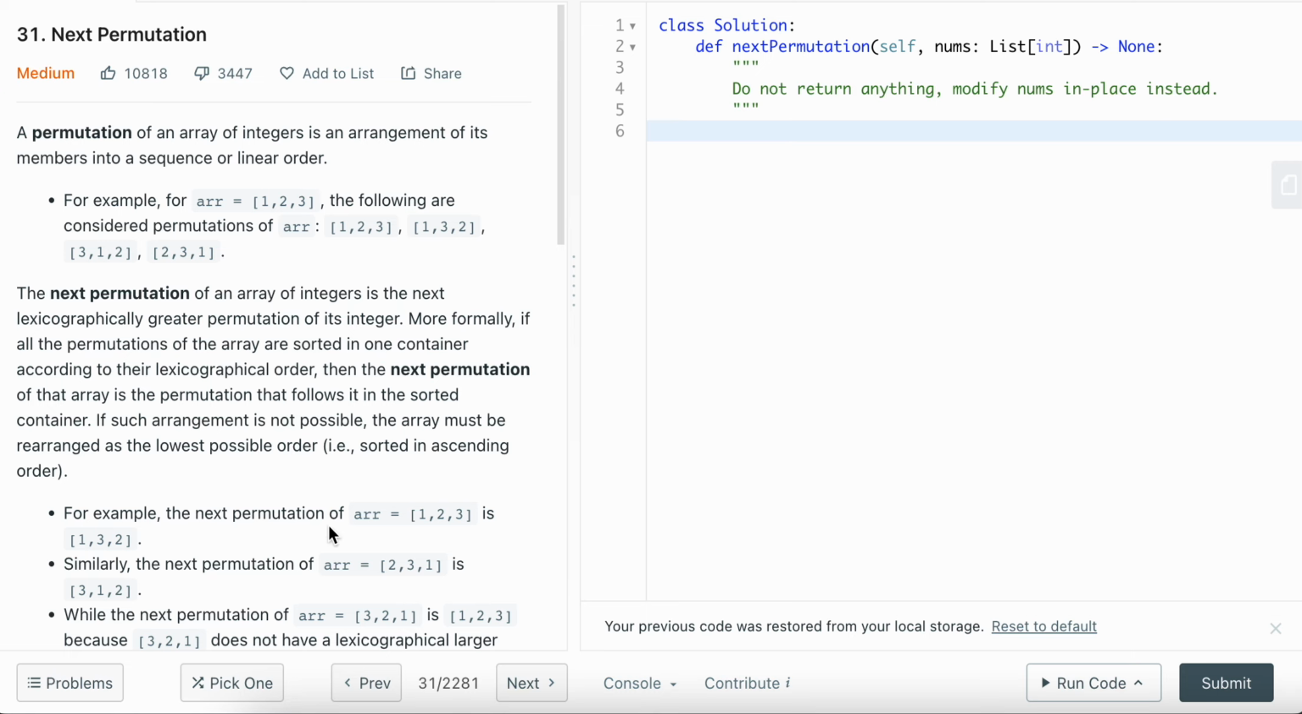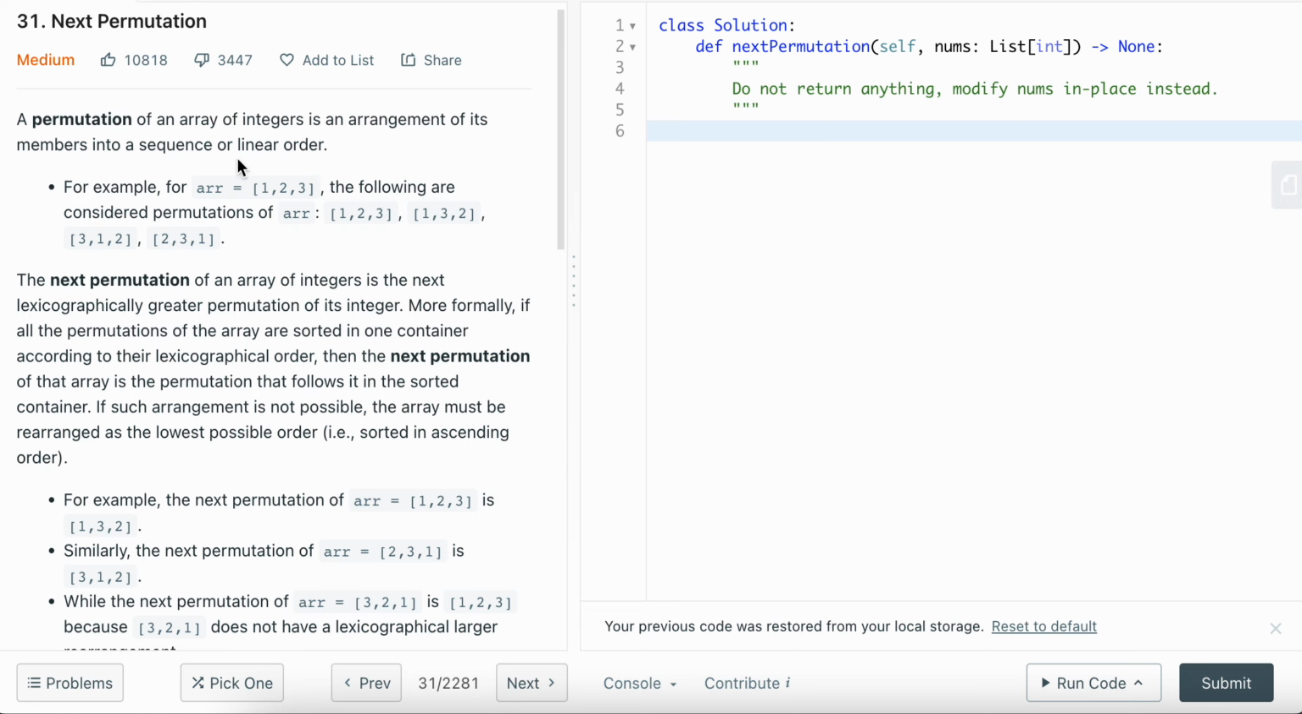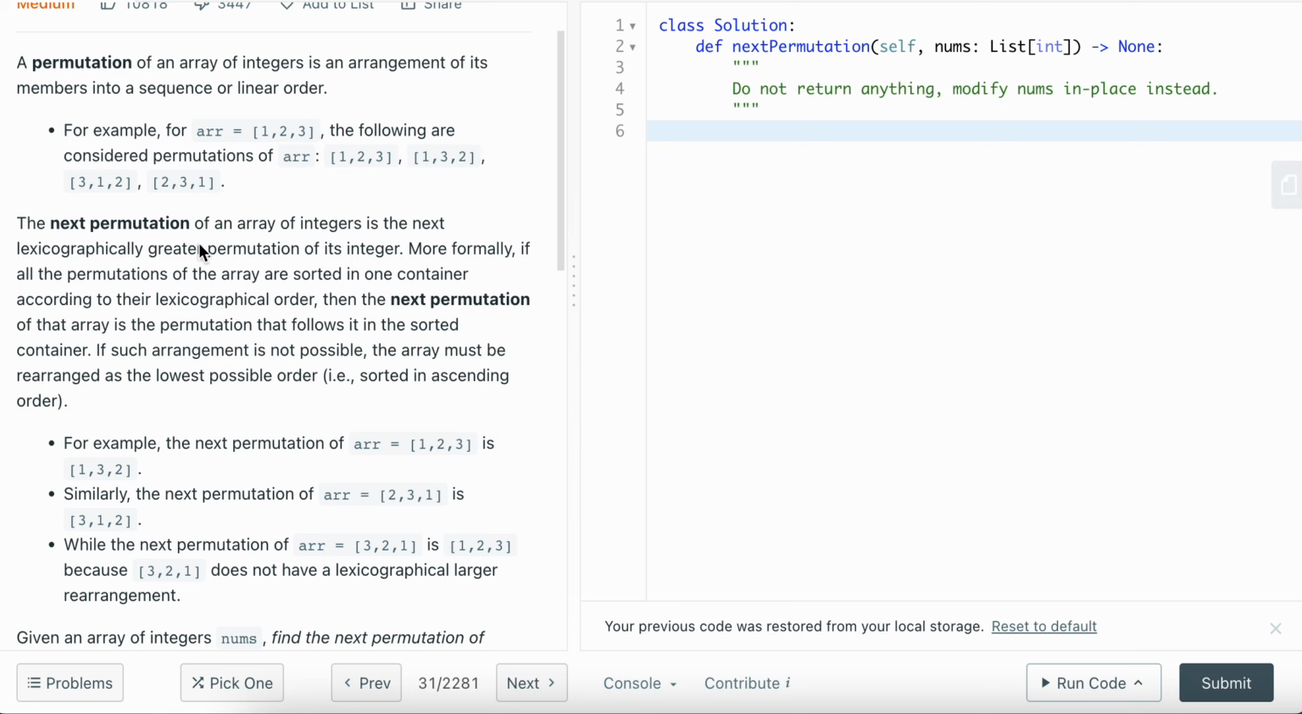31, Next Permutation. It's a medium LeetCode question. You're given a number array, and it asks you to find the next permutation based on the lexical order of these numbers. For example, if you are given the array 1, 2, 3, the following are considered permutations of 1, 2, 3: 1, 3, 2, they are all permutations, but you need to find the next permutation.